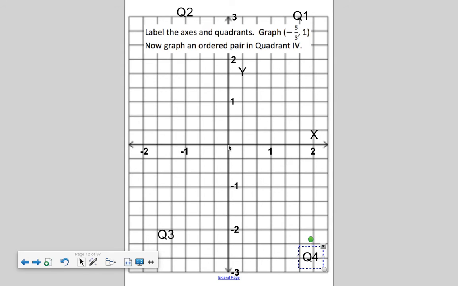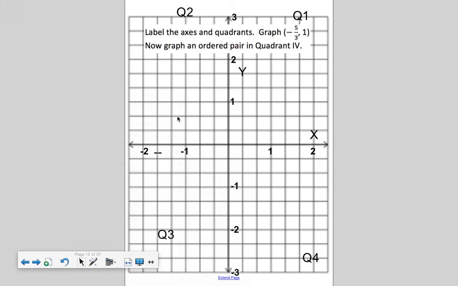So -5/3. All right, so start at 0. On the x-axis, would that be right of 0 or left of 0? Left of 0. -1/3, -2/3, -3/3, which is really -1, negative 4/3, and negative 5/3. So I know it's going to be somewhere right here. So I'm going to put that little mark so I know it's going to be somewhere right here. So that's negative 5/3.